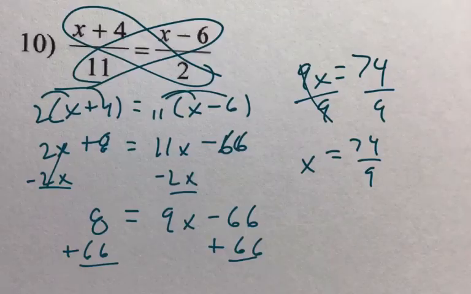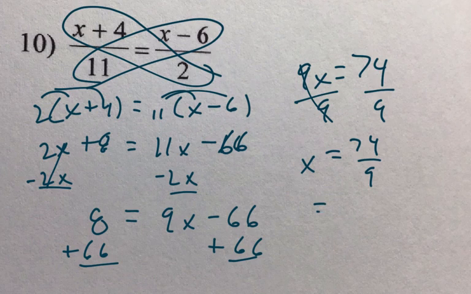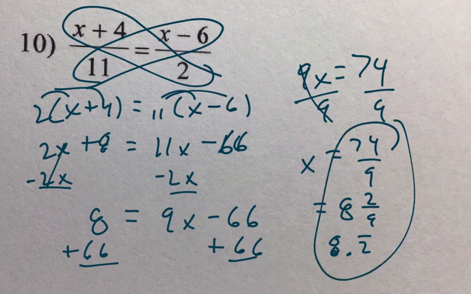Or if we divide that, x would be, see, 8 times 9 is 72. So 8 2/9, or 8.2, I believe, repeating. So again, I'm not sure which answer is on my answer key.